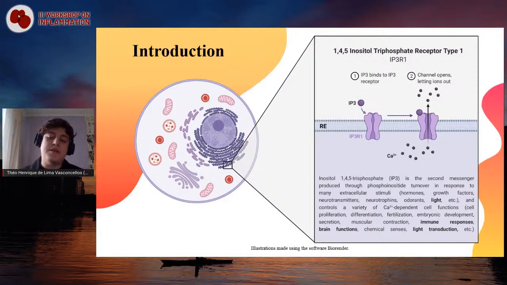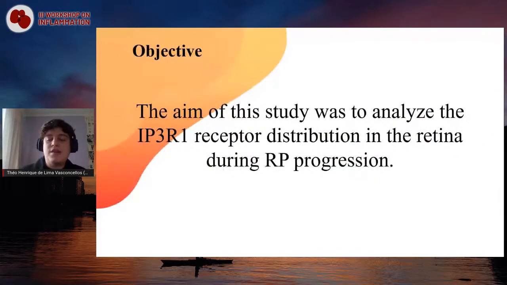These receptors are dependent on the binding of IP3 molecules for the release of calcium ions. They participate in homeostasis and intracellular calcium signaling, mediating processes such as light response, transduction, inflammatory response, among other important mechanisms. So this project aims to evaluate the dispersion of these receptors in animals with autosomal recessive retinitis pigmentosa and the wild type control in the important time windows of this pathology, as well as to analyze the effects of the pharmacological blockage and its influence on the neuroinflammation.